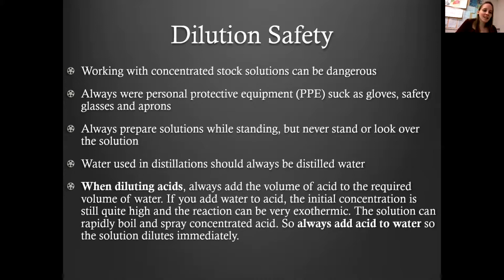And when you're diluting acids, you always add acid to water, not water to acid. That's important because when you mix acid and water together, it is an exothermic reaction, so it releases heat and it can cause bubbling and stuff like that. If you take your acid and you add water to it, you're adding water to a very concentrated acid, so that can be a very vigorous reaction and can actually explode. On the other hand, if you add the acid to the water, as the acid is getting poured into the water, it's getting diluted really, really quickly, and therefore it's not as dangerous. So always add acid to water.